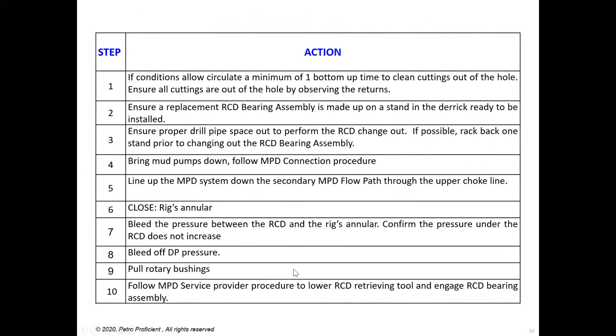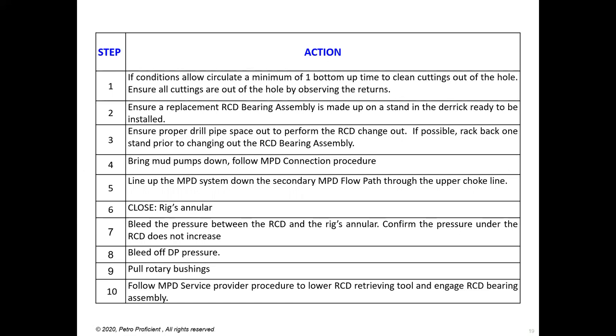So here are some of the key steps. If conditions allow, circulate at least one minimum bottoms up to clean the cuttings out of the hole, and ensure all cuttings are out of the hole. You don't want to have cuttings because you will have some static time in the well. So before that, you need to make sure that your hole is clean. Otherwise, those cuttings can pack off around your BHA.